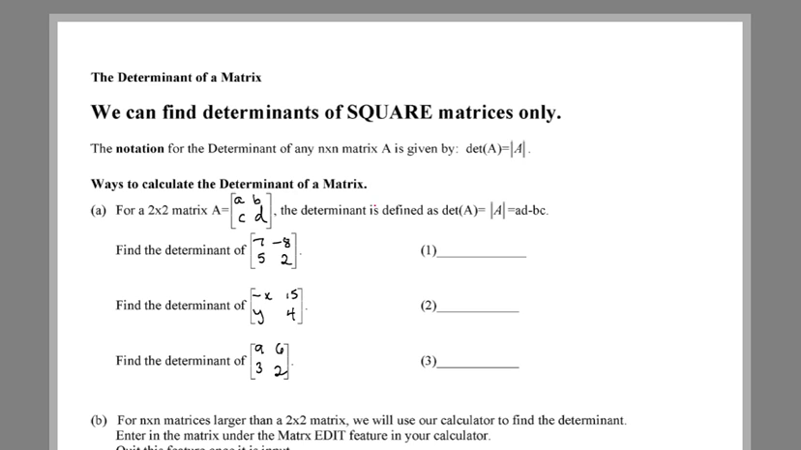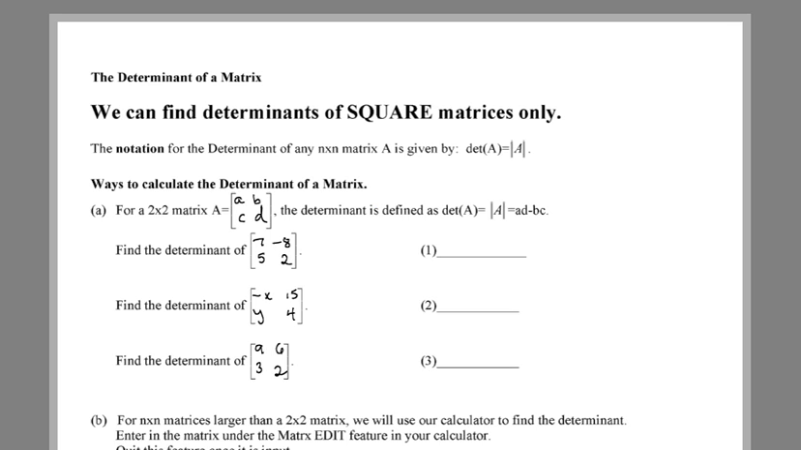Now let's look at the last topic under matrices, which is the determinant of a matrix. We can only find determinants of square matrices. If the matrix is not square, the determinant will not exist. Same thing for inverses. You can only find the inverse of a square matrix. If the matrix is not square, the inverse will not exist.